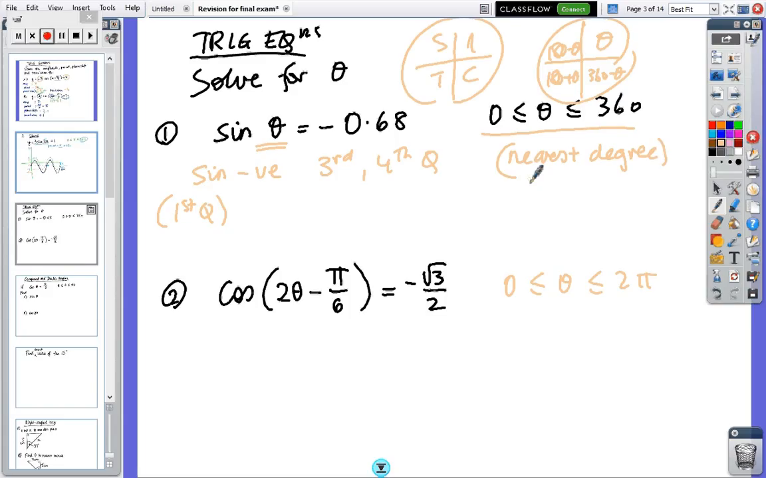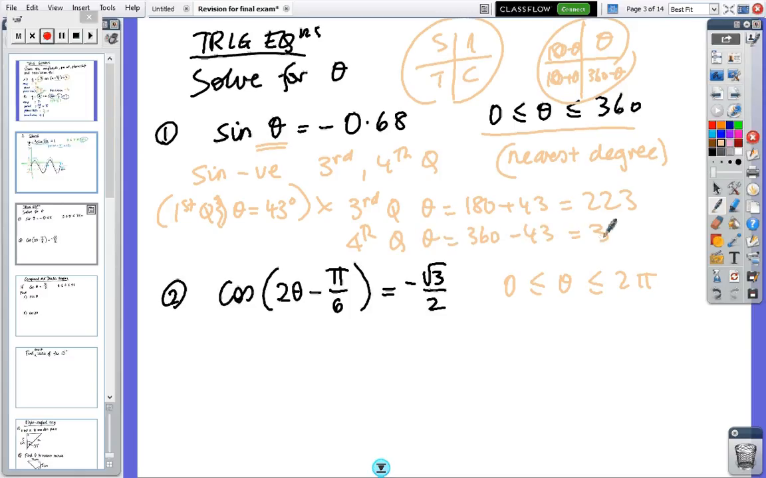Alright, so for the first quadrant, theta equals 43 degrees. Okay, so that's not the right answer, but we need to use it. So in the third quadrant, theta equals 180 plus 43, which is 223. And in the fourth quadrant, theta equals 360 minus 43 equals 317 degrees. And you can test your answers. If you just go sine 223 and sine 317, which I'll do just to make sure I'm right, sine 223, and you get about the right answer. Okay, so you can test your answers.